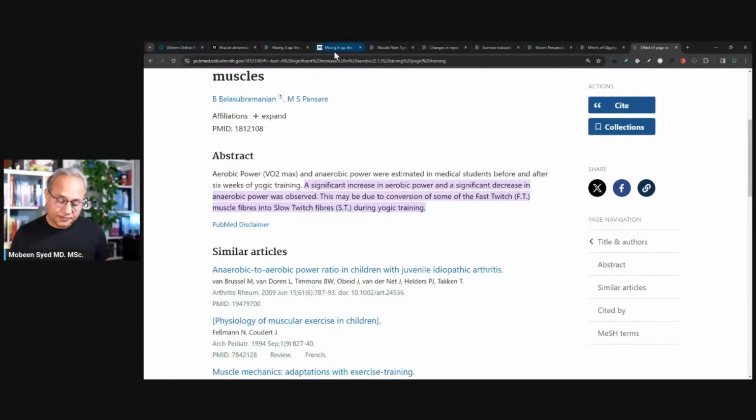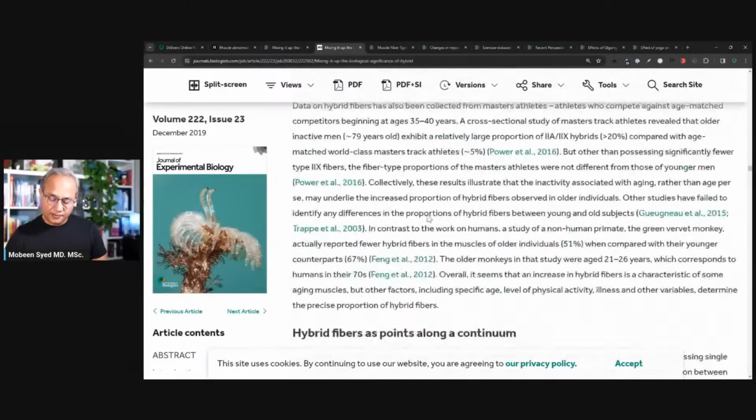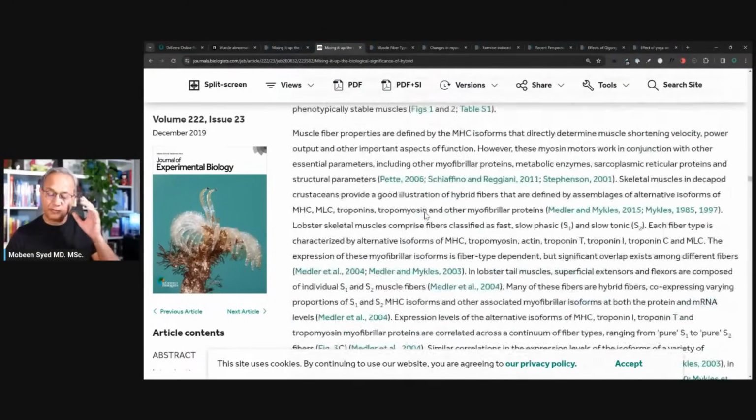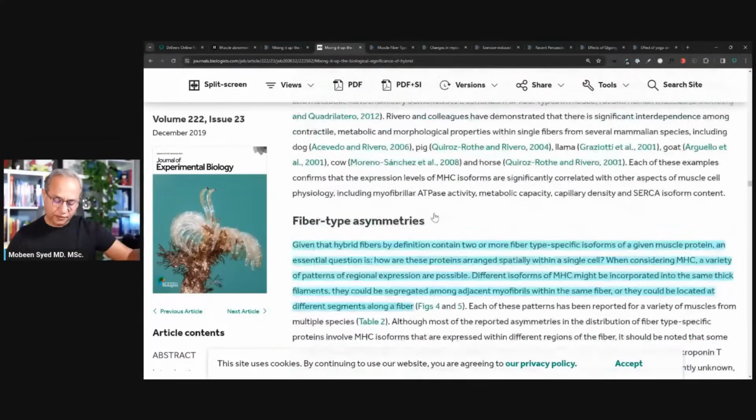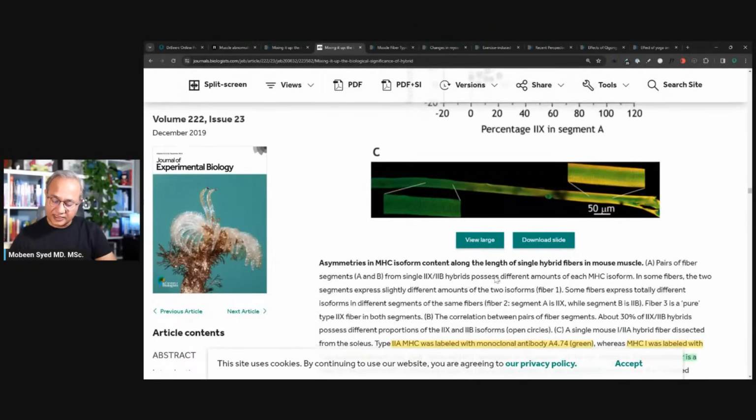Okay, so back here. Aging does this as well. But I want to show you a couple of diagrams that are just so beautiful. Fiber type asymmetries, the hybrid fibers. Look at this diagram. Do you see this diagram? This is actually one muscle fiber.